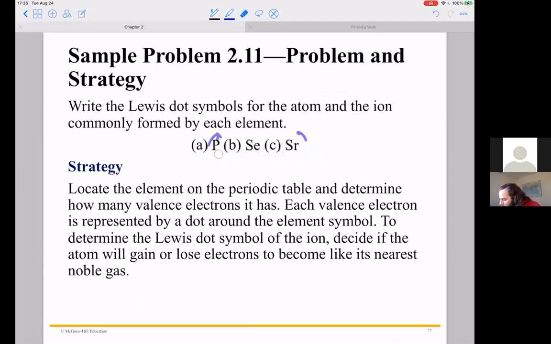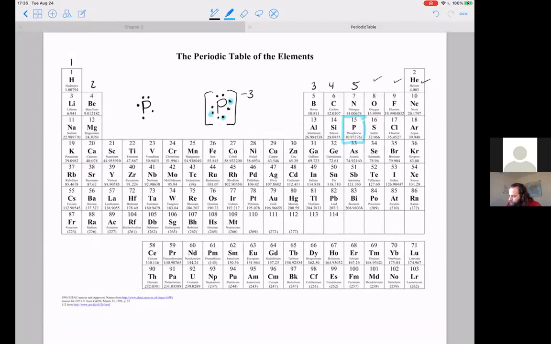We'll do one more of these and then leave the other one for you guys to check yourself. Let's do selenium. Again, we'll do it from scratch. Here's selenium. So if I'm going to draw its Lewis dot symbol as a neutral atom, I'm again going to figure out how many valence electrons it has. 1, 2, 3, 4, 5, 6.